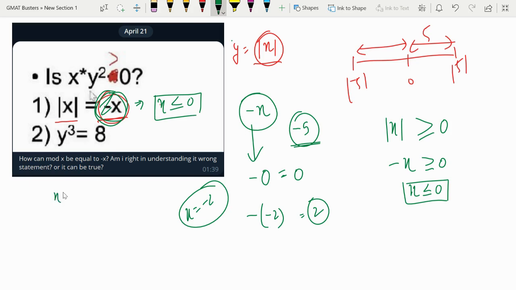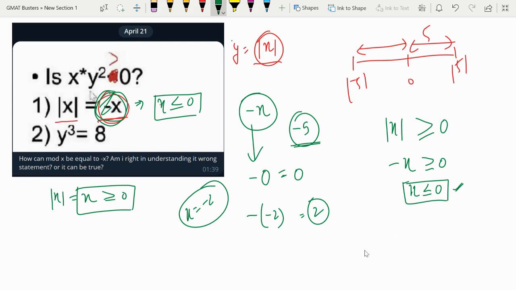For example, if the question says mod x is equal to x, in that case you know mod x is more than or equal to 0, so you have to write x is more than or equal to 0. This is the condition. If mod x is minus x, then minus x is more than or equal to 0, or x is less than or equal to 0. This is the condition. So always remember, mod x can be equal to the negative of a variable. It cannot be negative, right?